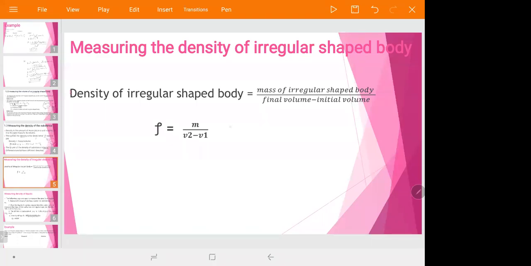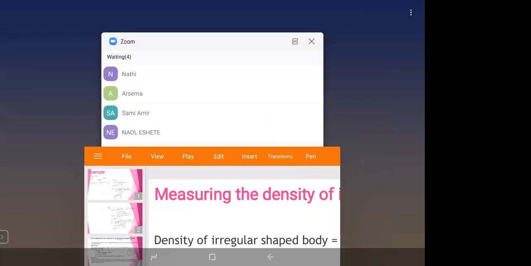For example, let us show you how you can find mass from this formula. Mass is equal to density times, in brackets, volume 2 minus volume 1. If volume 1, volume 2, and the density of an irregular shape are given, you can calculate the mass by applying this formula. Again, you can find volume 1 and volume 2 as well.